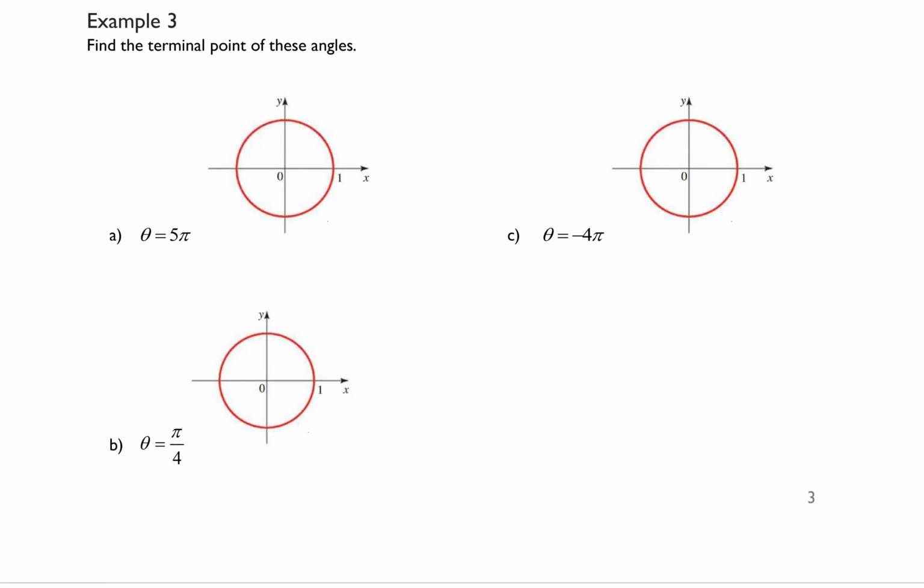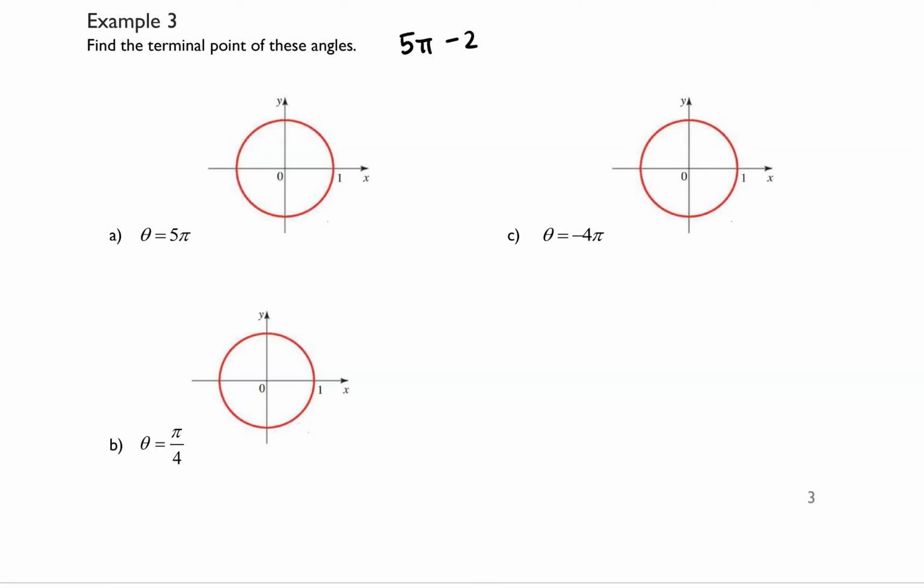Example 3 says find the terminal point of these angles. Part A gives us the angle theta equals 5 pi. Now, to make things a little bit easier on myself, I'm going to use the concept of coterminal angles. So we know that one full rotation around the circle is equal to 2 pi.